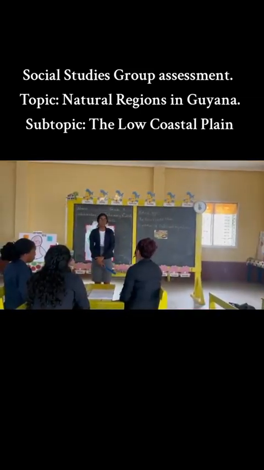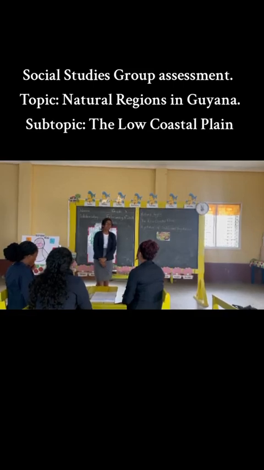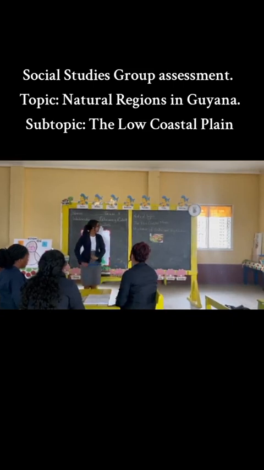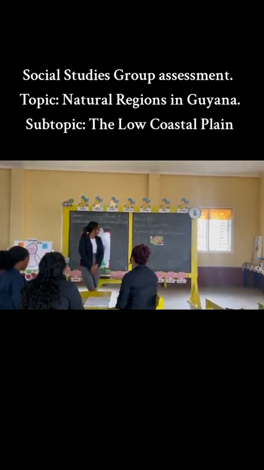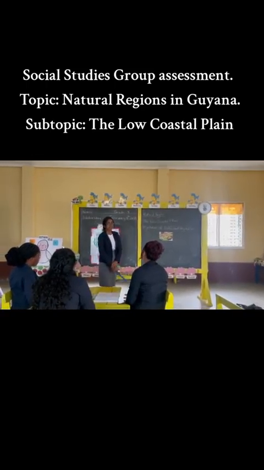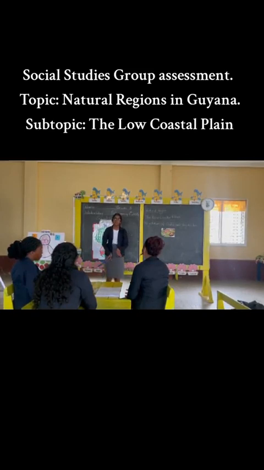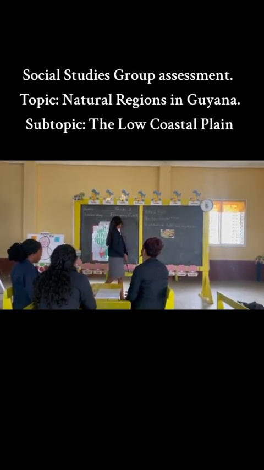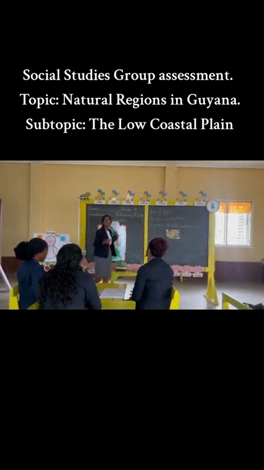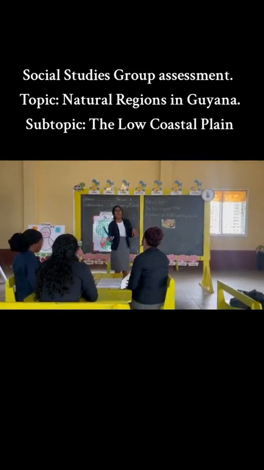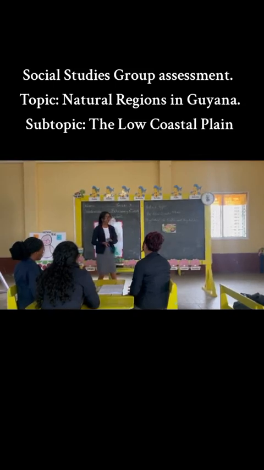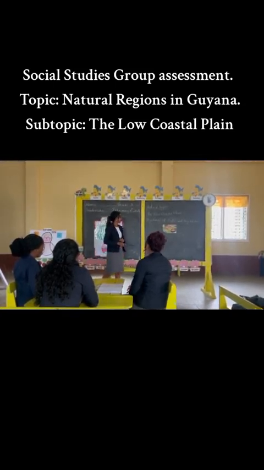So another human activity on the low coastal plain is cultivation of fruits and vegetables. Now before I get into it, does anybody know what it means? Excellent, planting of fruits and vegetables. Now, the low coastal plain is suitable to plant fruits and vegetables because we know it is rich in soil. And also we know that the land is flat, right? That makes it suitable to grow fruits and vegetables.